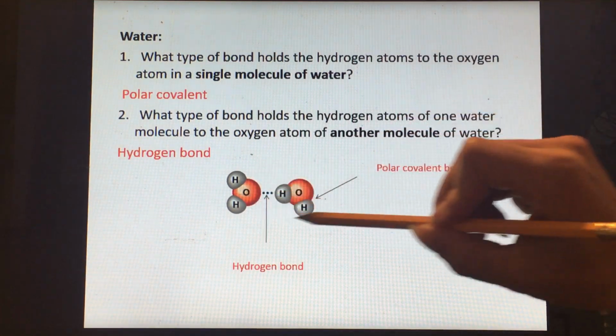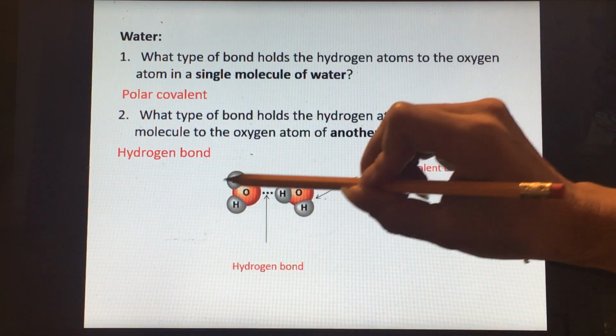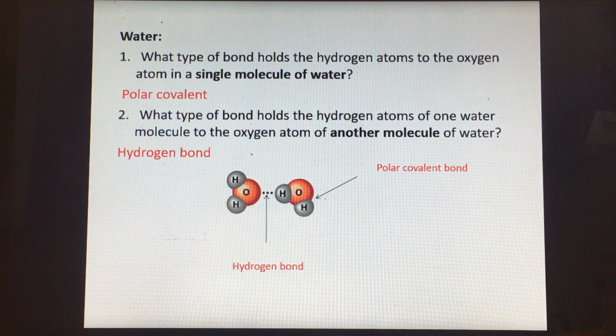And by the way, this diagram is also showing the cohesion of water. When you have two water molecules sticking together, that's cohesion. If you have a water molecule sticking to a xylem cell, or anything else, that's adhesion.